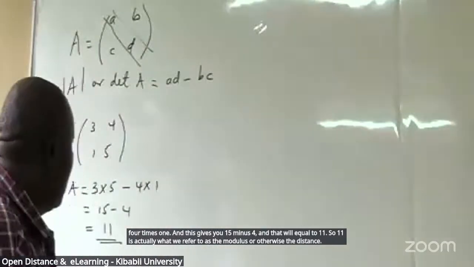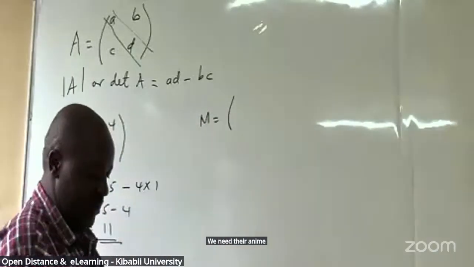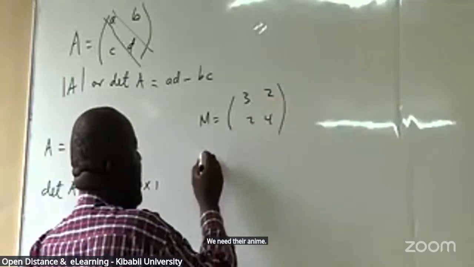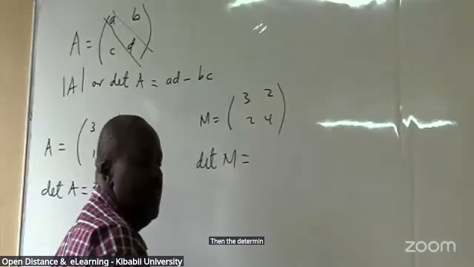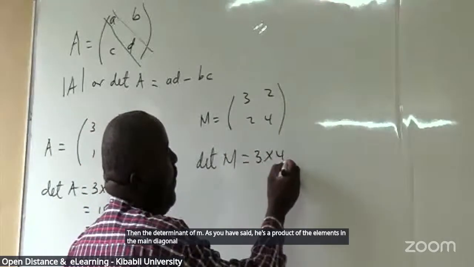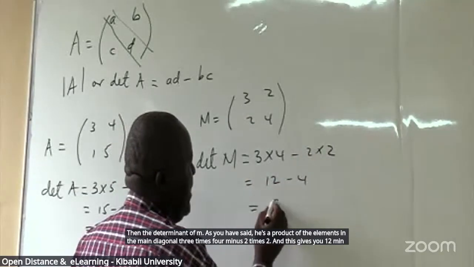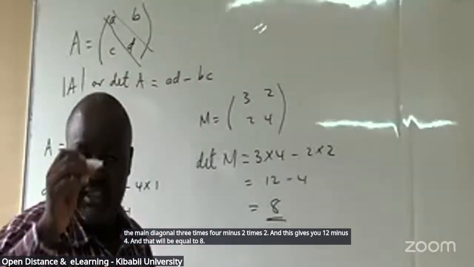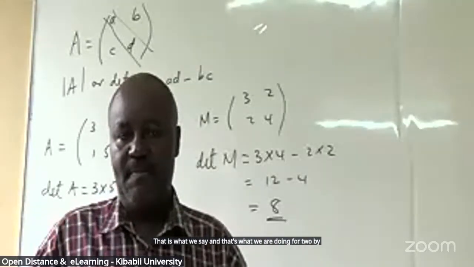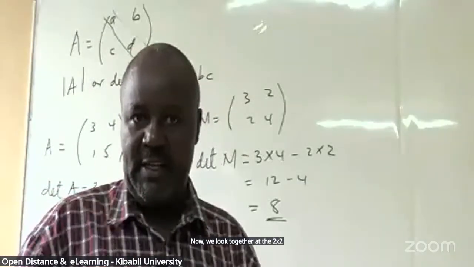Look at the matrix M defined as 3, 2, 2, 4. Then the determinant of M, as we have said, is the product of the elements in the main diagonal, 3 times 4, minus 2 times 2, and this gives you 12 minus 4, and that will be equal to 8. That is what we are doing for 2 by 2 matrices. Now, we look together at the 2 by 2 and the 3 by 3.